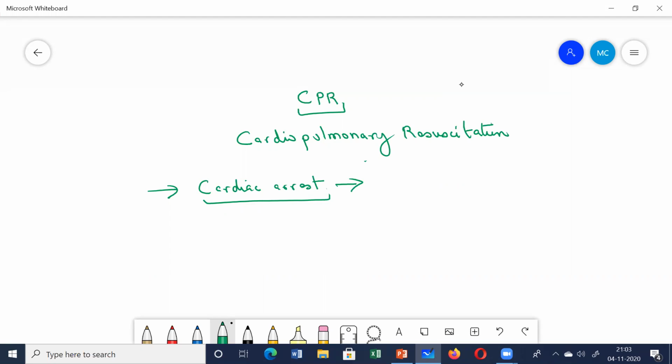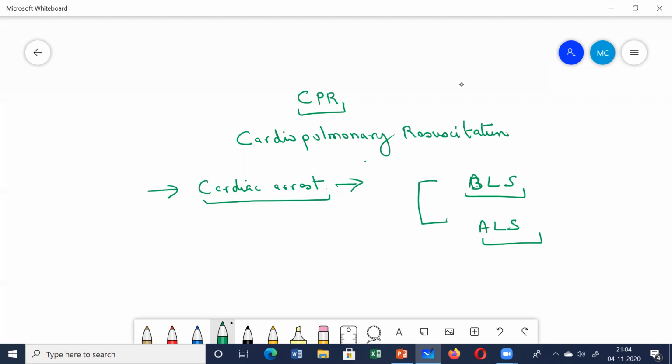So what is done in CPR? CPR mainly constitutes two things. One is your basic life support, another is your advanced life support: BLS and ALS. So what do you understand by BLS?